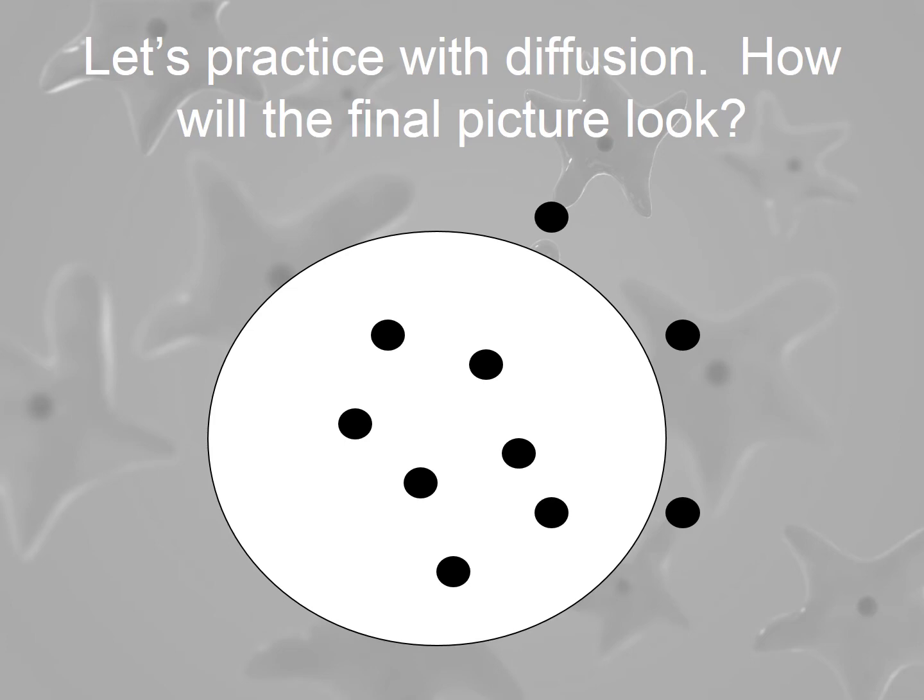So what you want to think about is, where are there more dots or more molecules, and where are there fewer molecules? Which way will these molecules want to move? Will they want to move into the cell, or will they want to move out of the cell? Remember, their goal is to be equal on both sides. So think about it, draw in what you think the final picture will look like, and then I will show you.